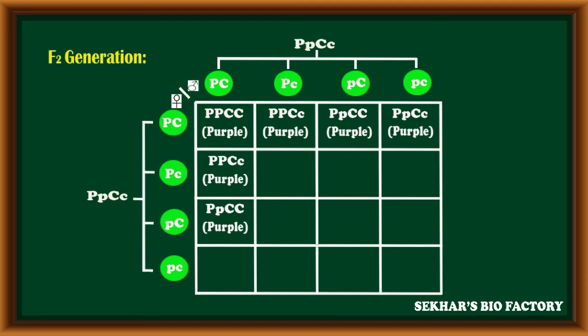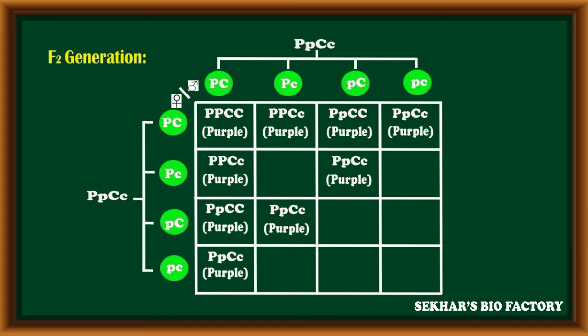The raw material will be converted into anthocyanin and the flower color becomes purple. The next combination, capital P, capital C, small c, expresses purple color flower. The next combination also capital P, capital C, small c. The flower color becomes purple.